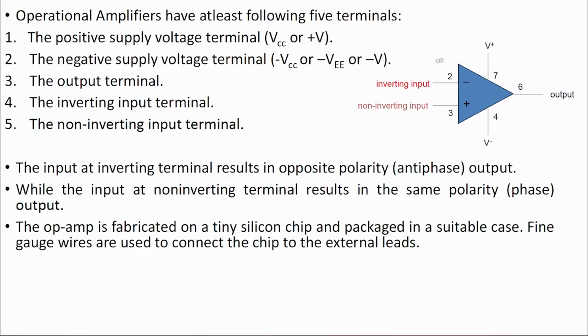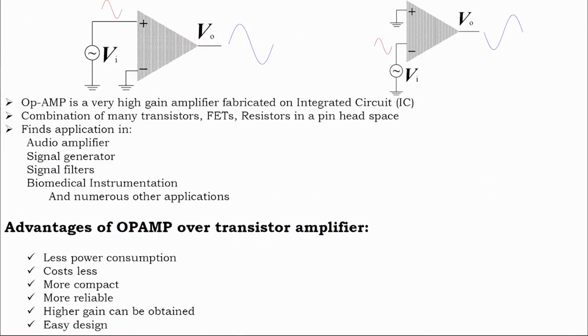Then we have seen how the inverting and non-inverting inputs are used. If you apply a signal at the inverting input, the output would be in antiphase. If you apply the signal at the non-inverting input, the output will be in the same polarity, the same phase.